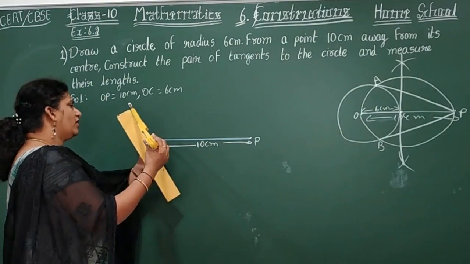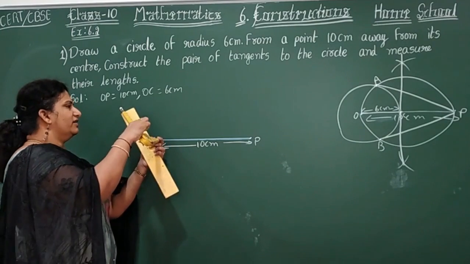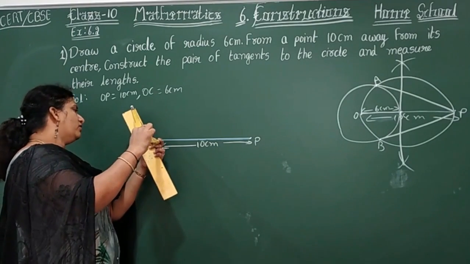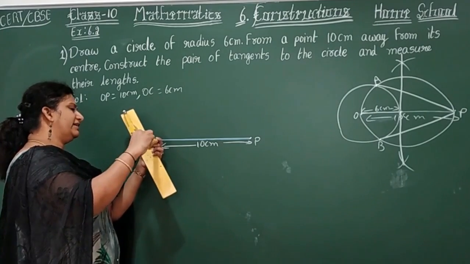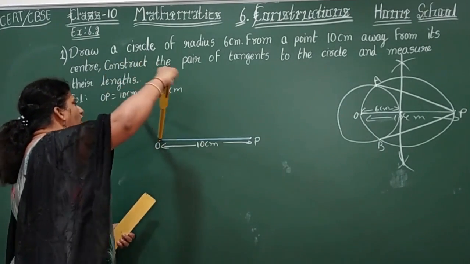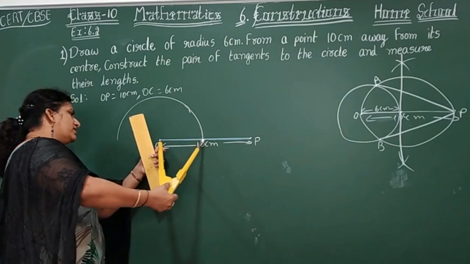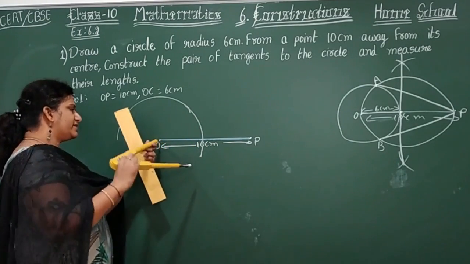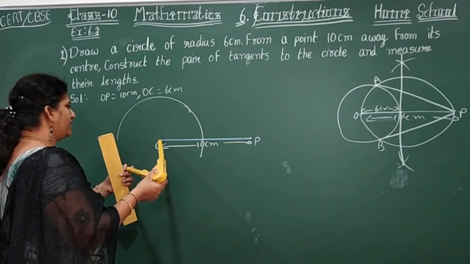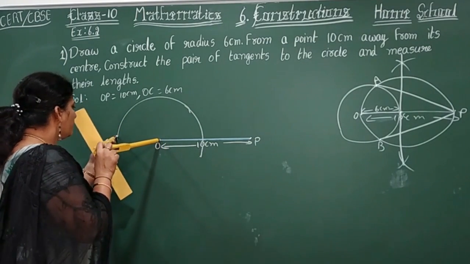Let us measure here 6 centimeters. Okay, with O as a center. Look here carefully. With O as center, draw a circle. Draw a circle with 6 centimeters as radius. Look here, children.